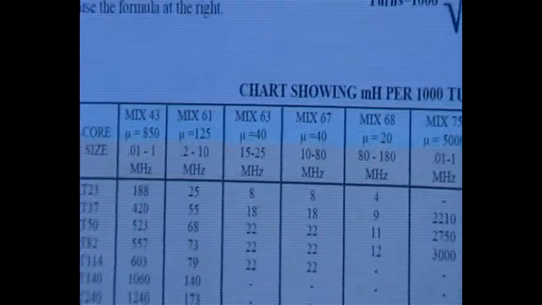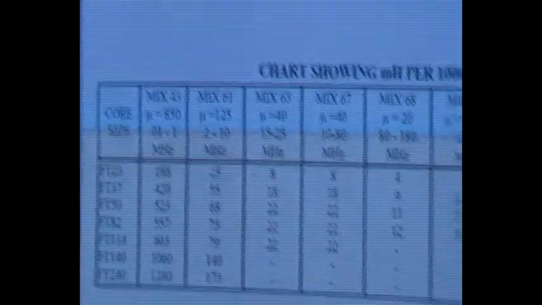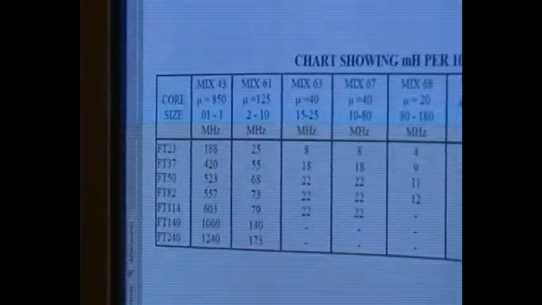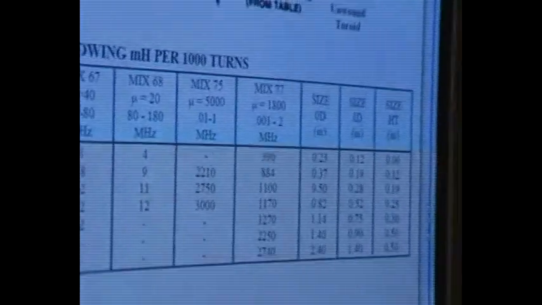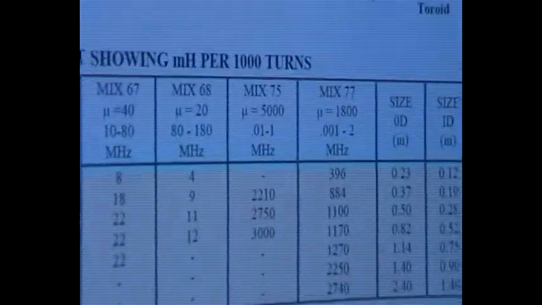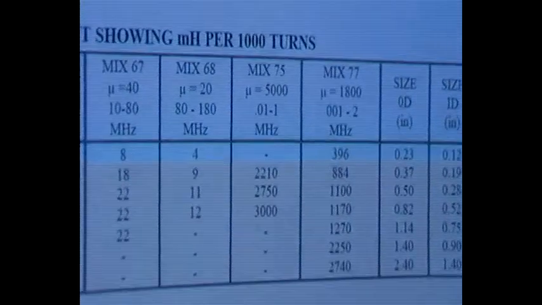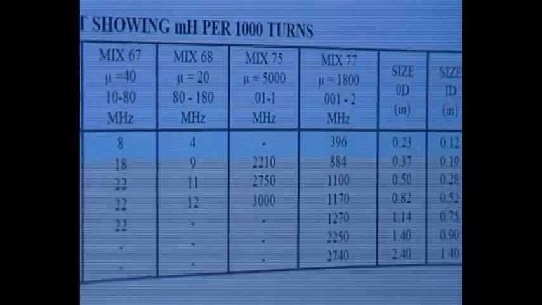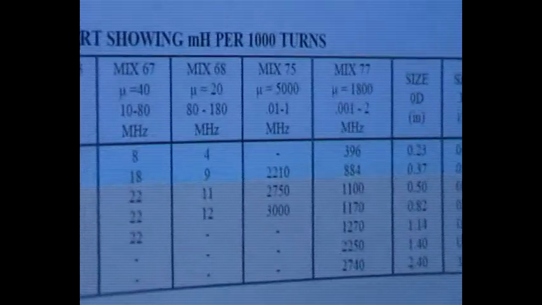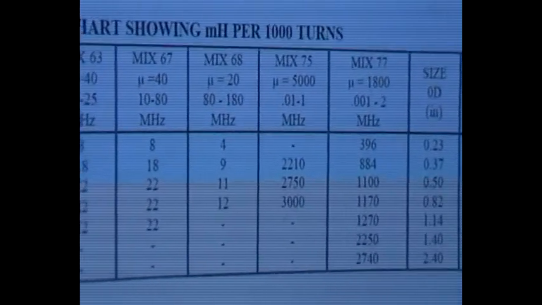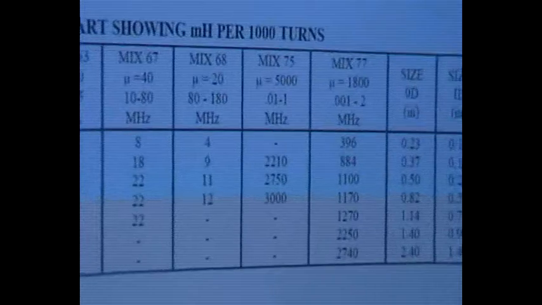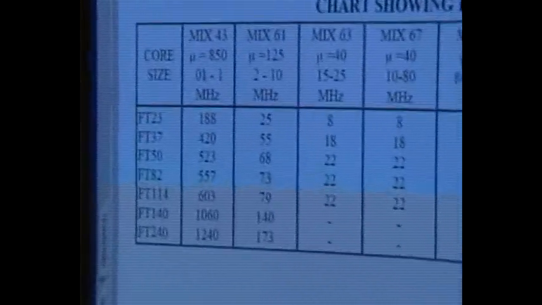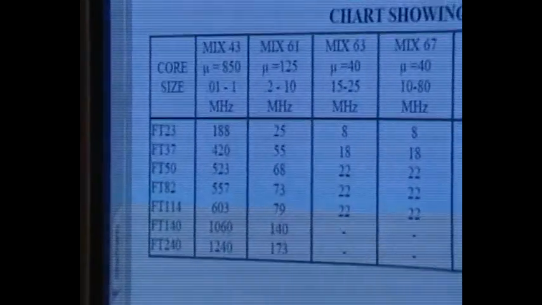You can see there's quite a range in the mixes, what you might use them for, and what sort of resolution you'll get for the number of turns on it. So you can see mix 75 and 77 get more microhenries and more millihenries for each turn. But really, for each turn, it's really going to be microhenries, but lots of them. And 43 is not bad as well. But all the other ones are a little bit lower.